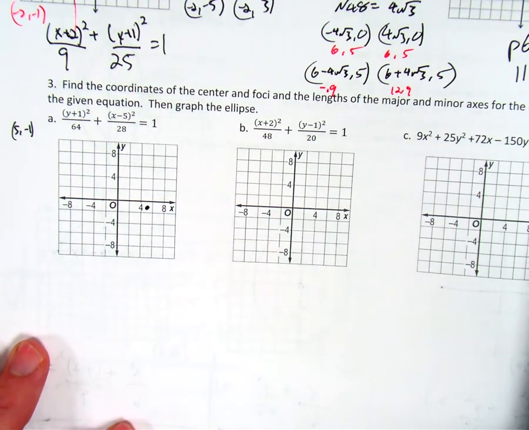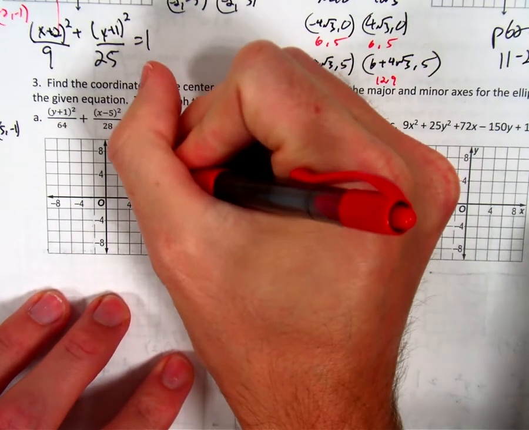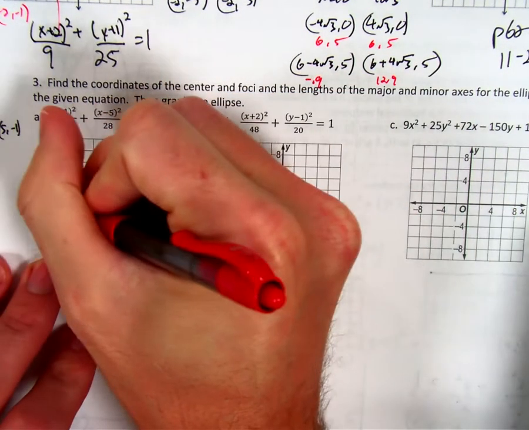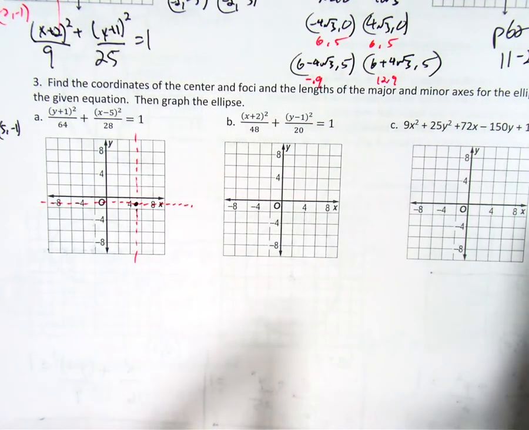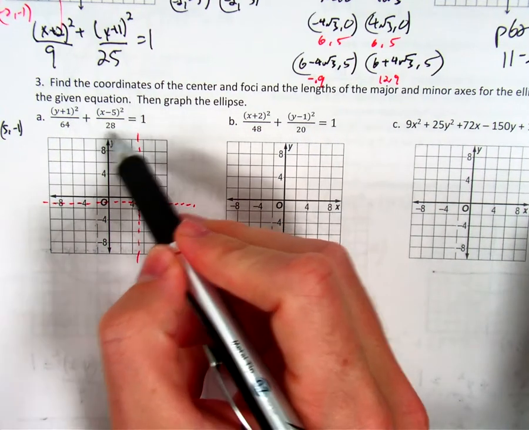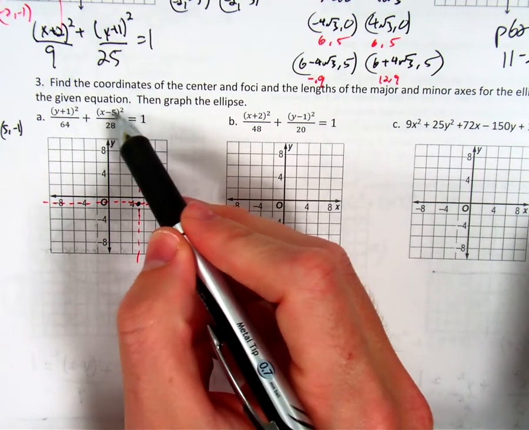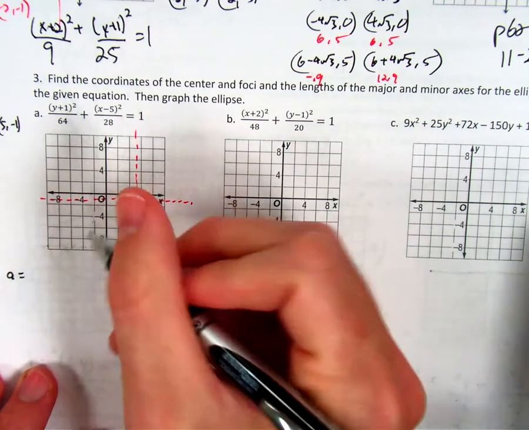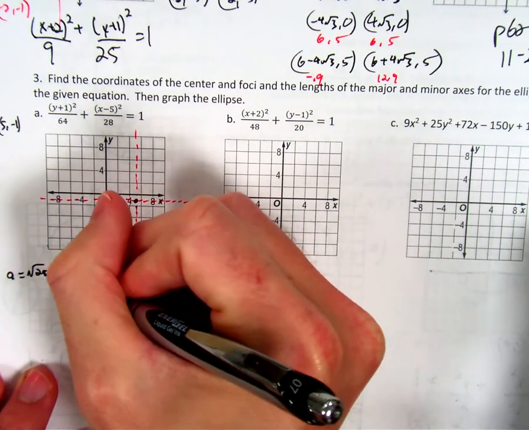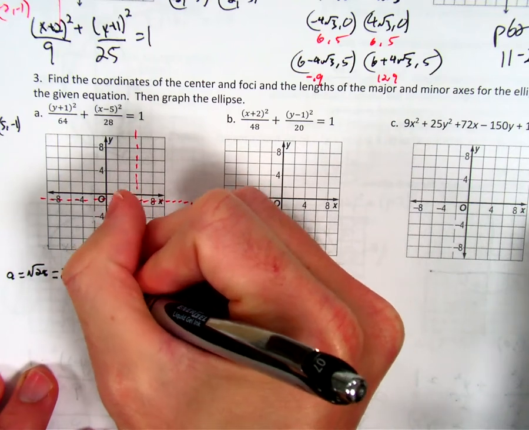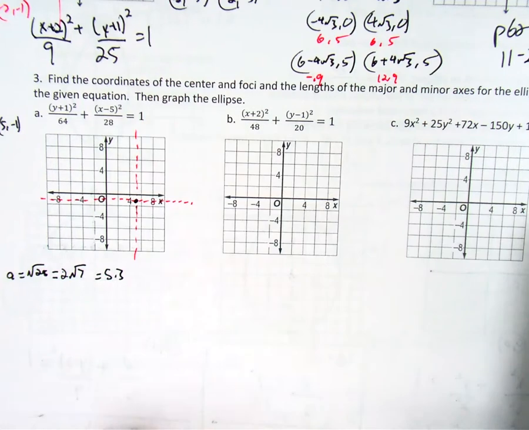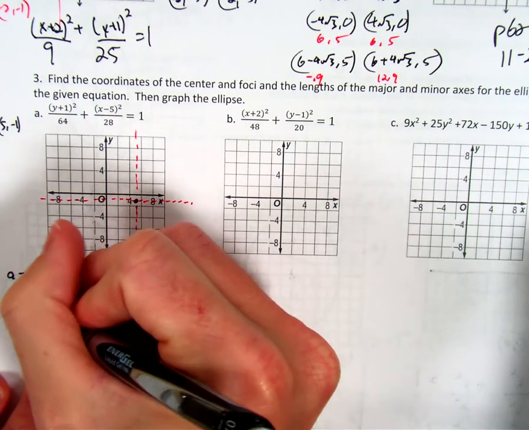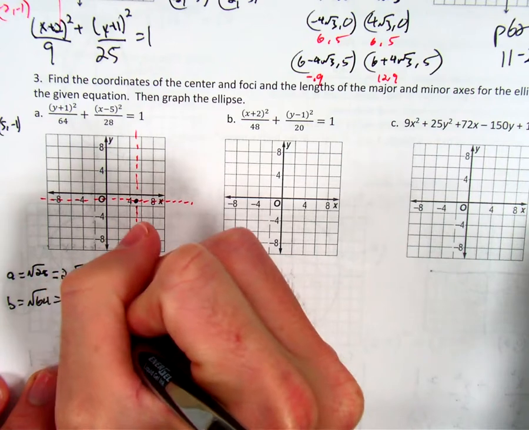Alright, we can put our pretend axes in. Alright, there's our pretend axes. We're going to stick with calling the number under x our a. So a is going to be the square root of 28, which would equal 2 radical 7, which is 5.3. About our b, the square root of 64, which is just 8.